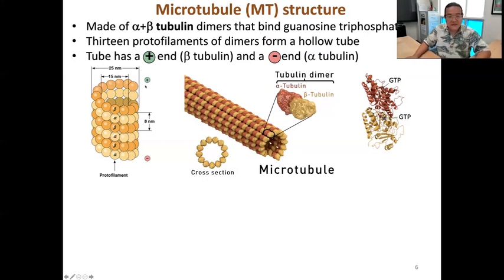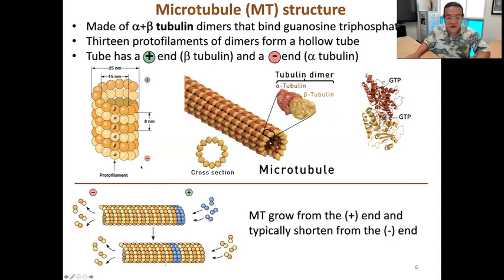Also important is this tube has a polarity, right? Because one end of it would always be where you end up with beta tubulins at the very end. The other end of it, you would always have alpha tubulins at the end. Okay. And so we call this the plus end, where you have the beta tubulin ending, and the minus end, where you have the alpha tubulin ending this tube. Why is that important? It's important because when tubules grow and shrink, this plus and minus end dictates the direction in which the growing and shrinking takes place.